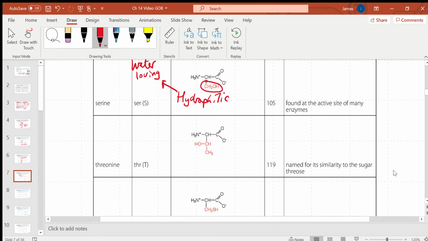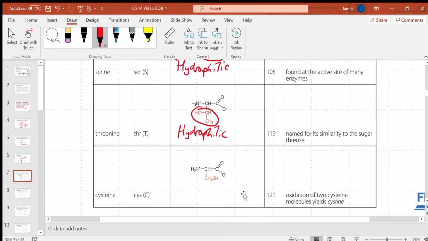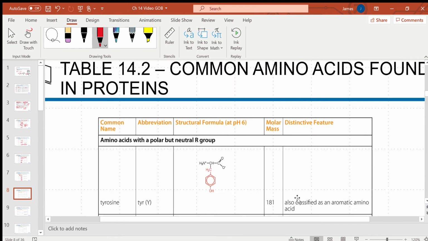Threonine. Threonine is also hydrophilic. I'll try and go through these a bit faster because they're kind of repetitive. Cysteine is hydrophobic. Let's mix it up a bit. Again, sulfur is about the same electronegativity as a carbon, so it's like a fuzzy carbon in a way. So it just looks like an exotic hydrocarbon. Tyrosine, we have hydrophobic. Big aromatic ring there, only one oxygen.